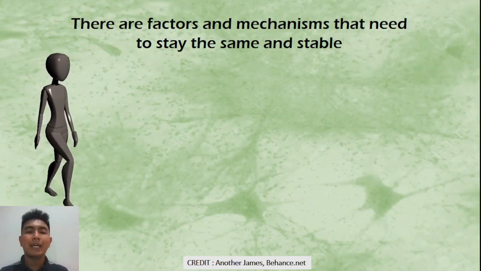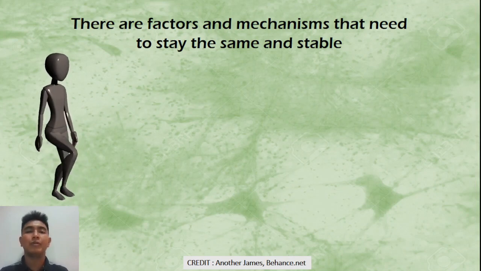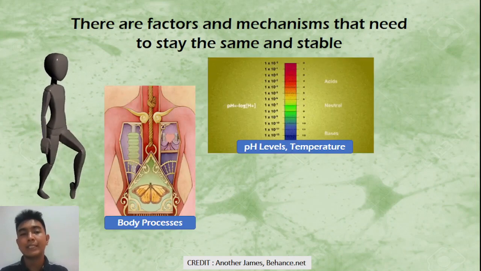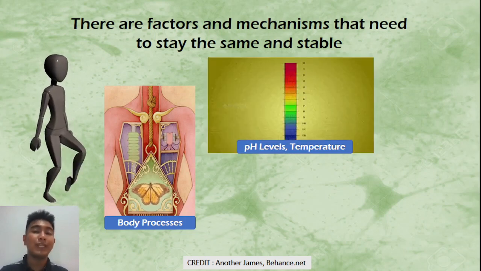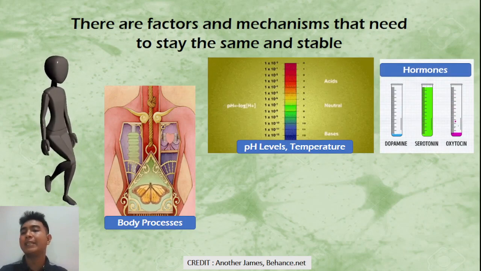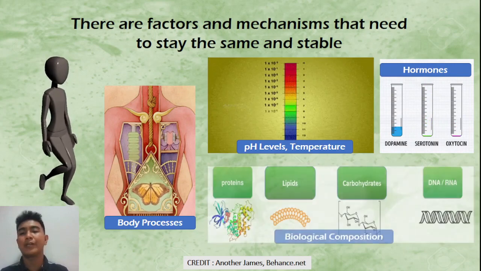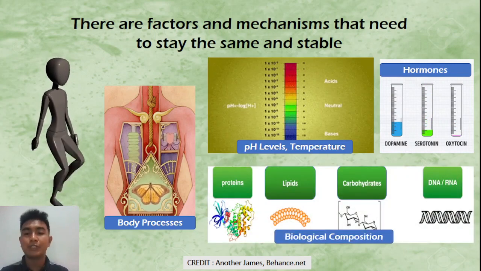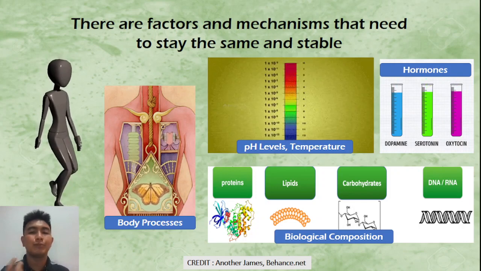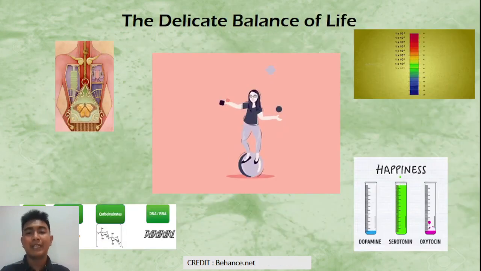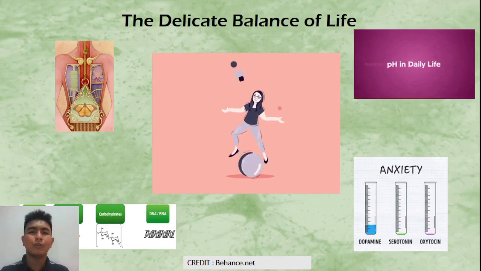But there are some factors and mechanisms that need to stay the same and stable, balanced. Bodily processes in our body do not change overnight. pH levels and temperature need to be constantly checked inside. Hormones have a great effect on us if it's balanced or not. And our biological composition needs to be kept in check: the percentage of fat, percentage of sugar in our body. It is really a delicate balance of life that our body plays. And how does it do it?